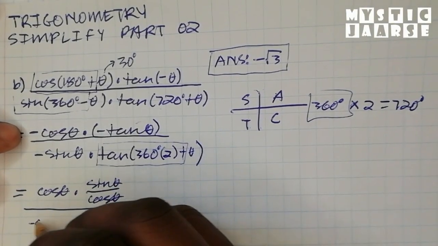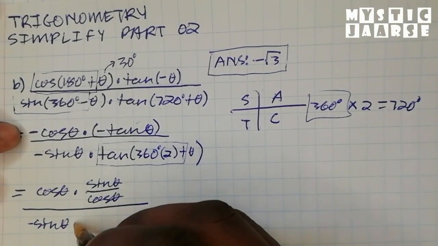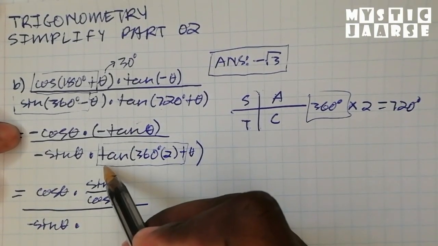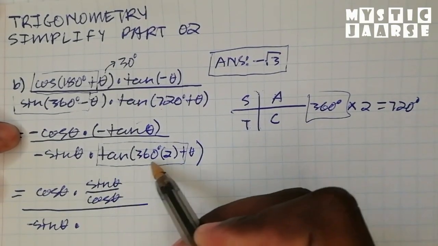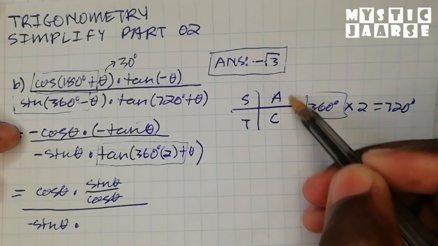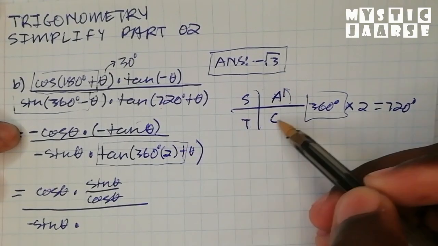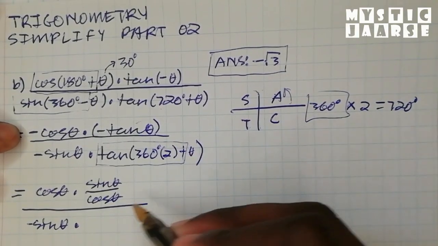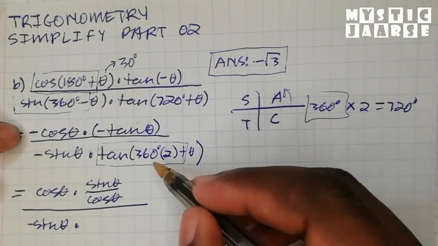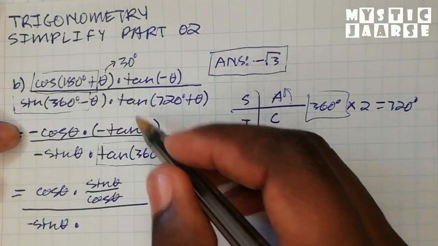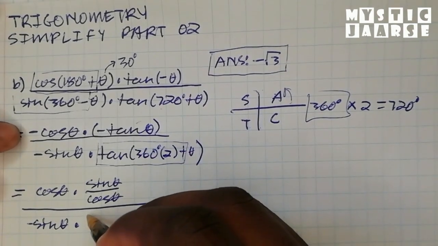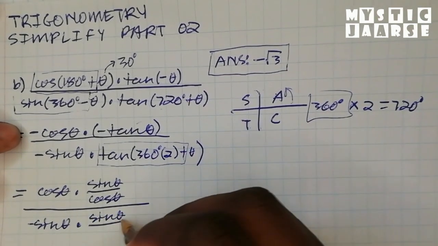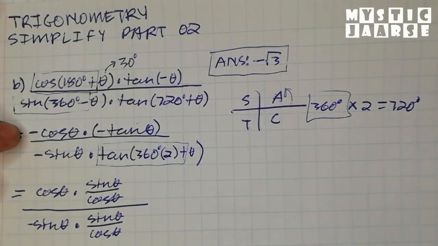Divided by negative sine theta multiplied by, now tan of 360 plus theta, that's the first quadrant, and tangent is positive, so we will be having tan theta. But then we are going to immediately expand our tan, so we'll be having sine theta divided by cos theta.